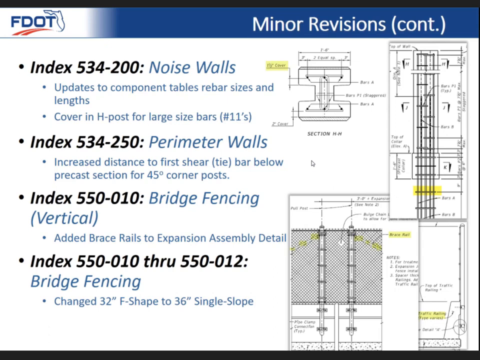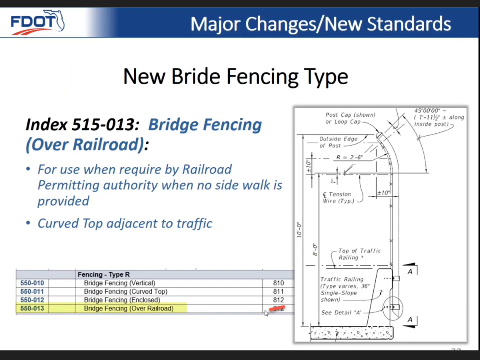For the perimeter walls, similar change to the post, and then for the bridge fencing, we add some bracing details to one of the types to support those posts and expansion joints. There's also quite a few changes to those drawings because of the F-shape to 36-inch single slope change. So take a look at those and be aware of those subtle changes.